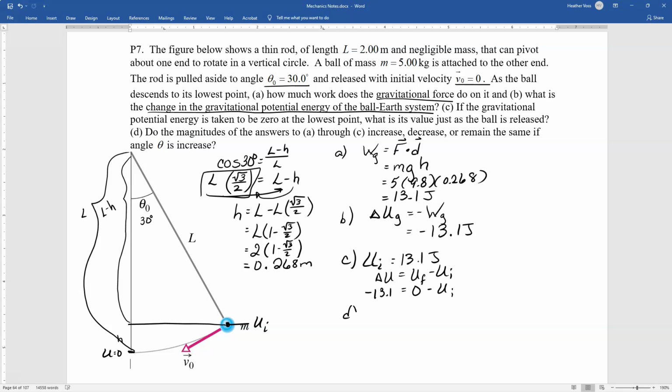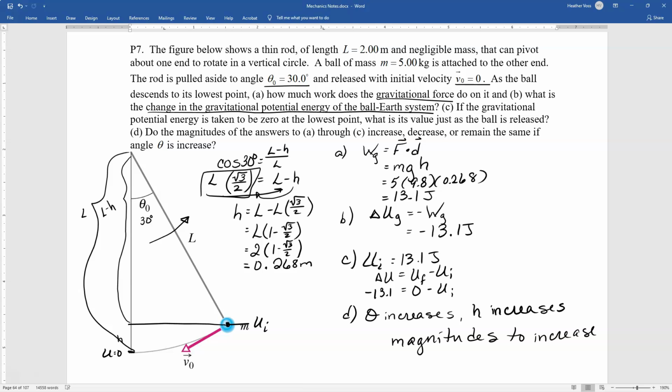Okay, so D. What happens if we change the angle? If we increase this angle, if we make this angle bigger, our height becomes bigger. So if theta is increasing, our height increases. I would expect the magnitudes to be bigger because we are going to start with a higher potential energy every single time. So we would expect the magnitudes to increase. Obviously on part B, we're going to have a negative answer. That's why I'm saying the magnitudes, because it's going to be a bigger negative number.